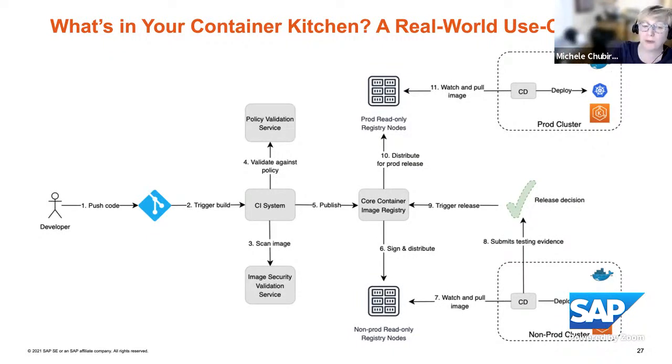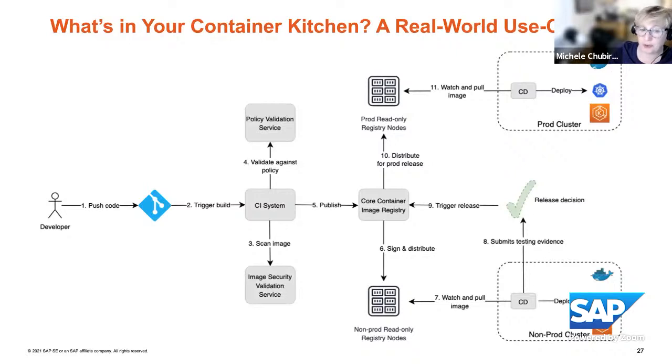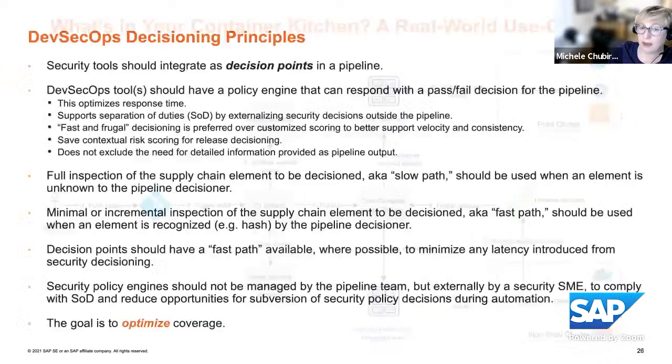And you'll notice that there are multiple places here where you're validating, right? You're signing as part of your distribution. You're validating at multiple places. And one thing that I want to talk about is that this is a key element for me, DevSecOps decisioning principles. A lot of people say they do DevSecOps, but what they do is they overwhelm people with information, right? At its best, security tools should integrate as decision points in a pipeline. And as you'll see here, these are all decision points. Like at any point, it will stop if it doesn't meet the decision.